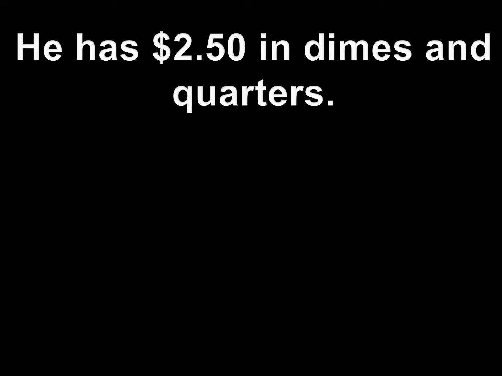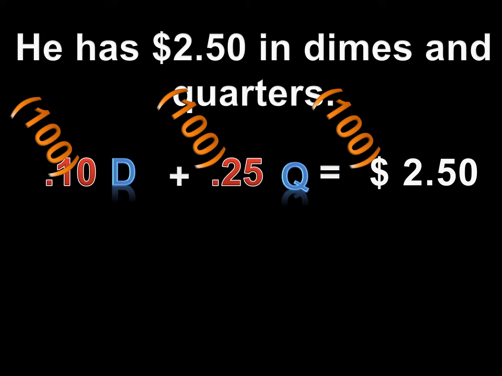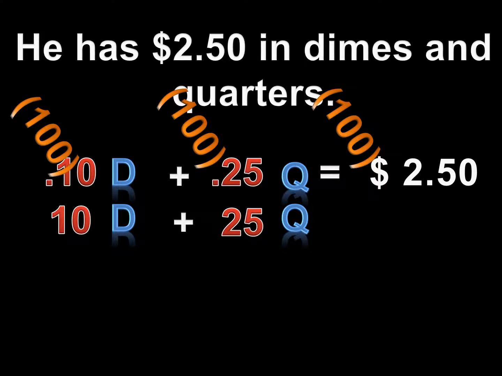Here is another example. He has $2.50 in dimes and quarters. The equation is 0.10D plus 0.25Q equals 2.50. Multiplying by 100 produces 10D plus 25Q equals 250.